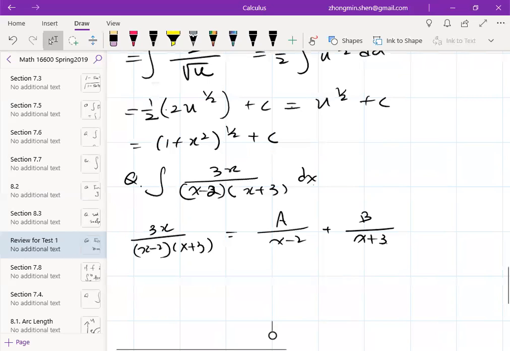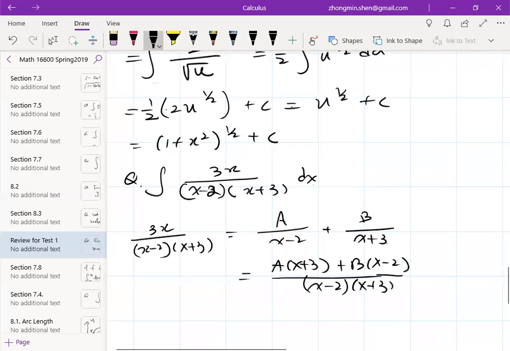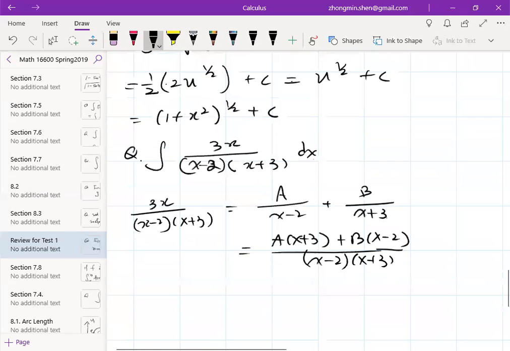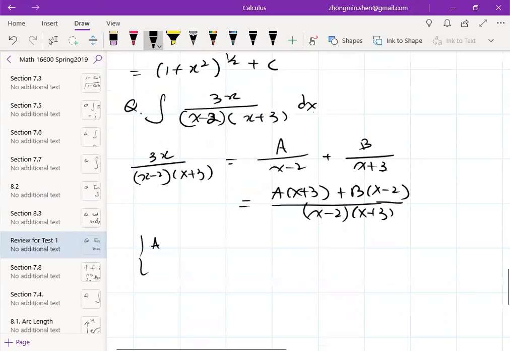Okay, so it can be expressed in these 2 forms, and you determine the coefficients. Combine them, you get the same denominator, and here's a times x plus 3, here's b times x minus 2. So compare coefficients to coefficients: a plus b equals 3, 3a minus 2b equals 0.